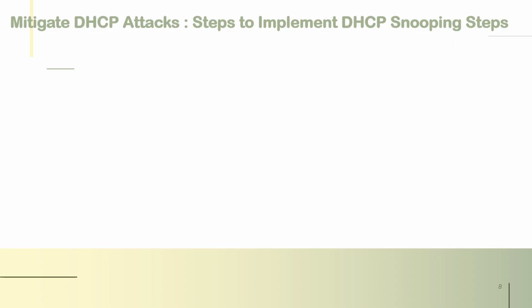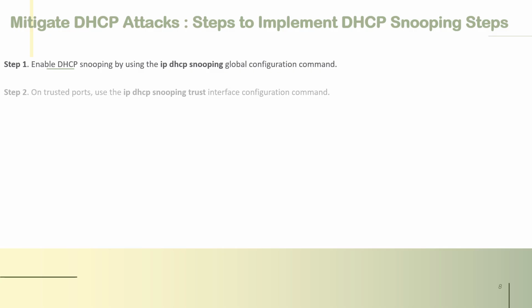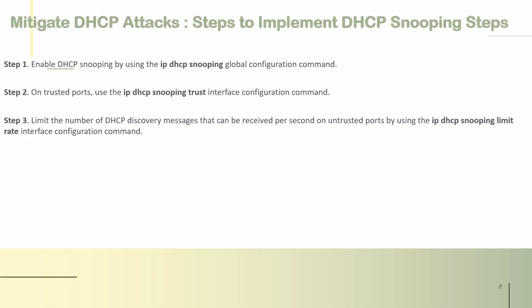The first step is to enable DHCP snooping by using the ip dhcp snooping global configuration command. Then in the second step, on the trusted ports, we use the ip dhcp snooping trust interface configuration command. And at step 3, we limit the number of DHCP discovery messages that can be received per second on a port by using the ip dhcp snooping limit rate interface configuration command.